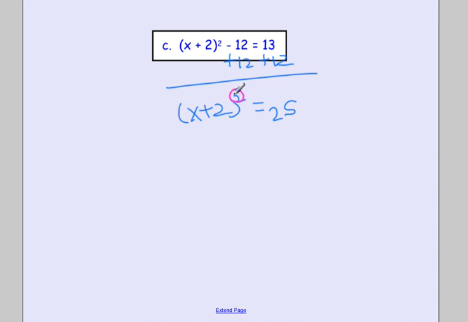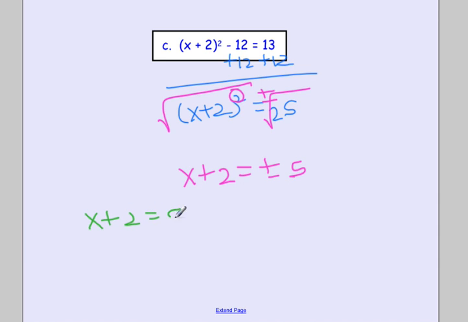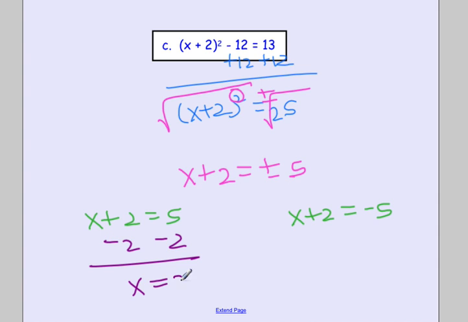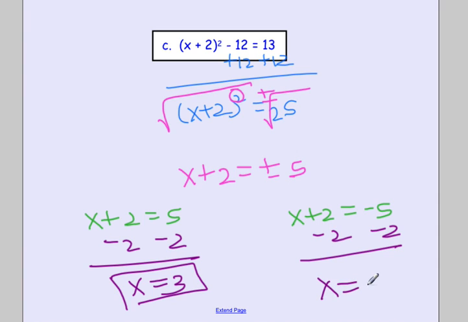Now, in order to get rid of a square, I would square root. Remember, plus or minus. So I have x plus 2 is equal to plus or minus the square root of 25, which is 5. Now, I'm going to have two different answers. So I would have x plus 2 is equal to 5, and I have x plus 2 is equal to negative 5. And I would solve each one. Minus 2 here. So my first answer is x is equal to 3. Minus 2 here, and I get x is equal to negative 7. If you want to check your answers, feel free to plug them back in and check them out.